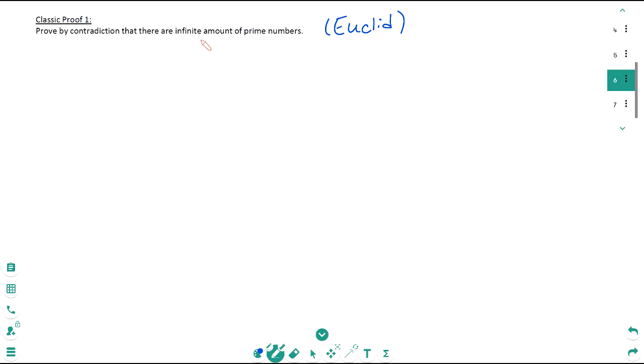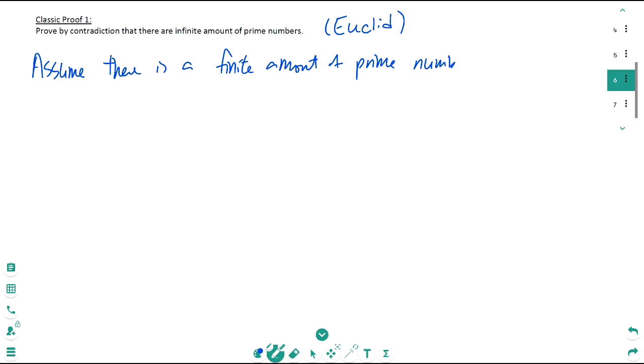Right, so proof by contradiction that there are infinitely many prime numbers. Negation statement: assume the opposite, so infinite becomes finite. There is a finite amount of prime numbers. So what are prime numbers again? 2, 3, 5, 7, 11, 13, 17, 19, 21. Oh, 21 is not. 23, 29, 31, 37. I'll stop there. There's a finite amount of prime numbers. We call them P1, the first prime, P2, P3, and Pn.